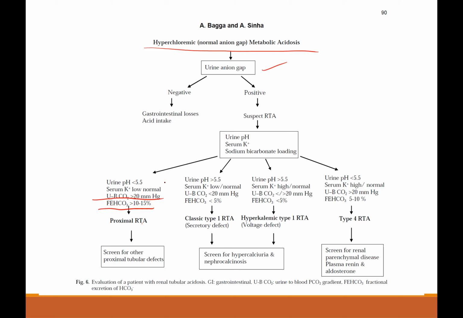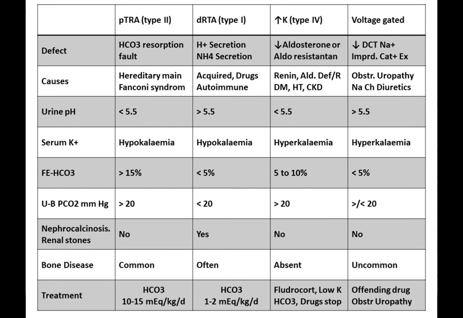Depending on using these things, you can differentiate them into the type 2, the proximal, type 1 distal, which is the classical secretory defect, type 4, which is the hyperkalemic type and aldosterone problem type, and hyperkalemic type 1 RTA, which is the voltage defect RTA. So this is the classical RTA, hypokalemia, and the voltage gated, there will be hyperkalemia. And that's how we understand the differential diagnosis based on the algorithms that I have shown.